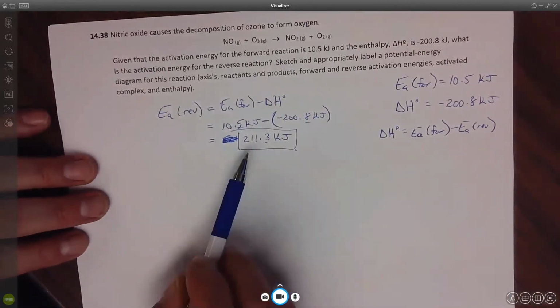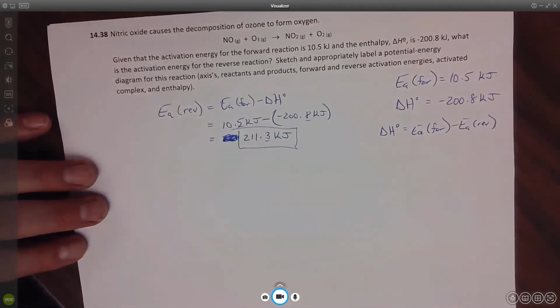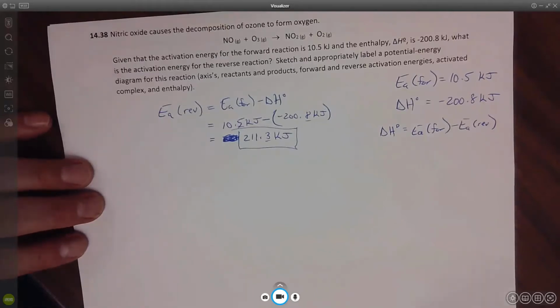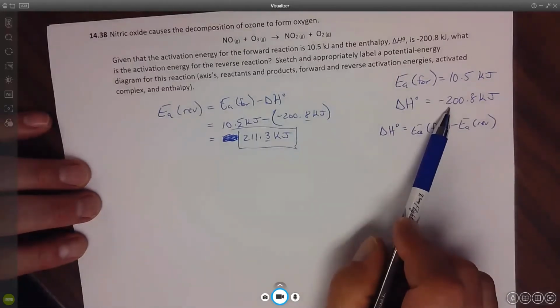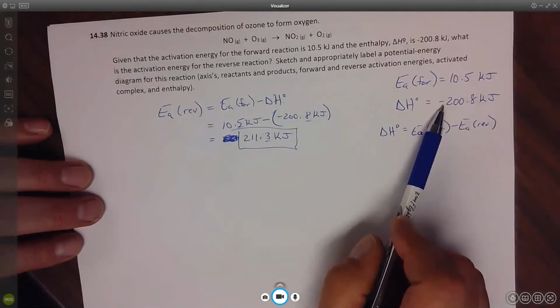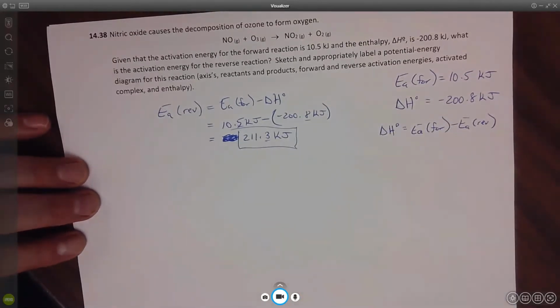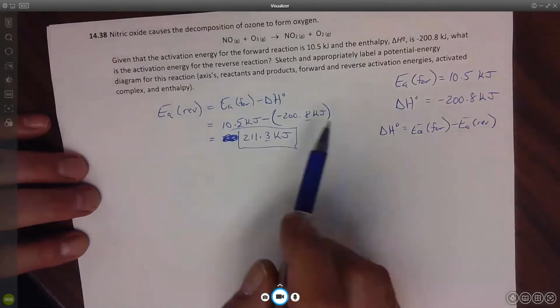Okay, what if I would have come up with a negative 211.3? Would that make sense? Why not? You can't have a negative activation energy. Exactly, right? You can't have a negative activation energy. Delta H can be negative or positive. Negative is exothermic, positive is endothermic. But you can never have a negative activation energy. It's always going to be an increase in energy. So that takes us to the second part of this.